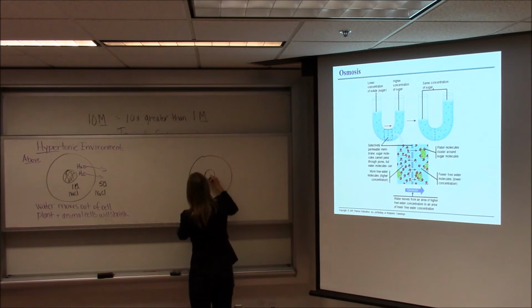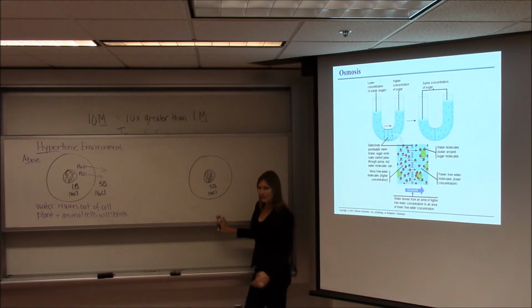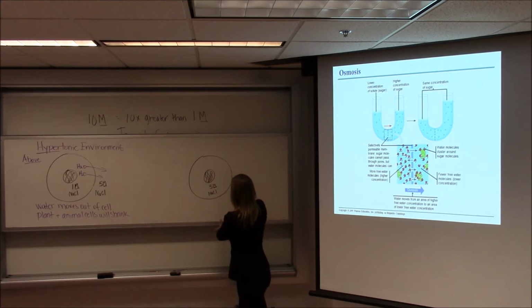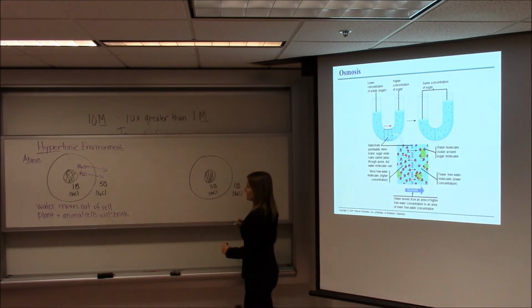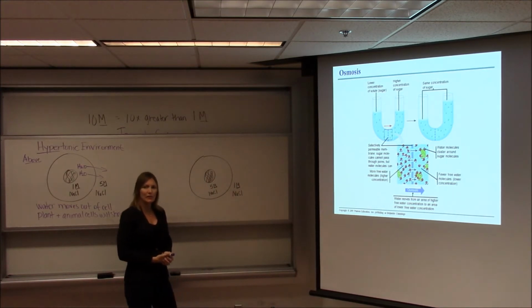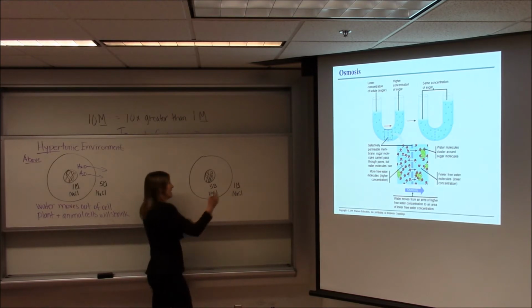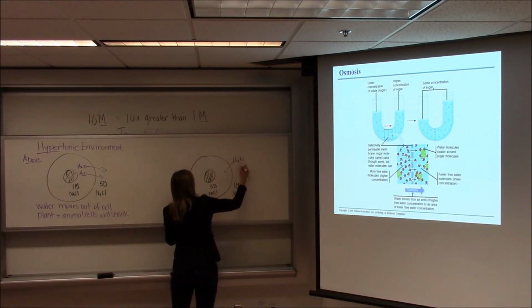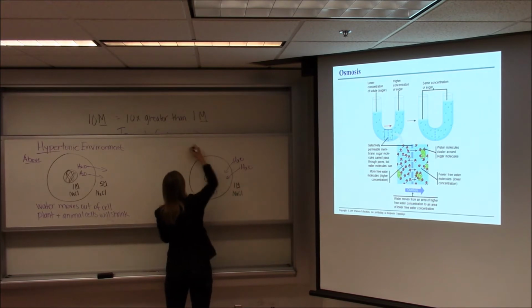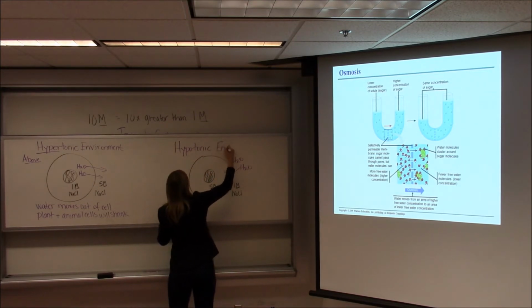So I'm going to use those same numbers, just reversed. Let's pretend that inside the cell we have a 5 molar sodium chloride concentration, and outside the cell we have a 1 molar sodium chloride concentration. Remember, water is going to move toward the higher solute concentration. So will water move into the cell or out of the cell? It's going to move into the cell. Water is going to tend to move into the cell. We call this a hypotonic environment for the cell.